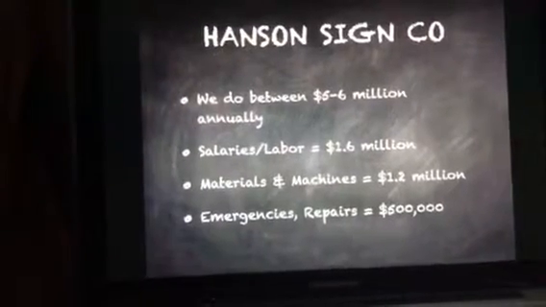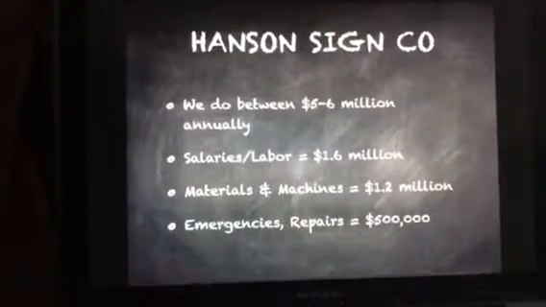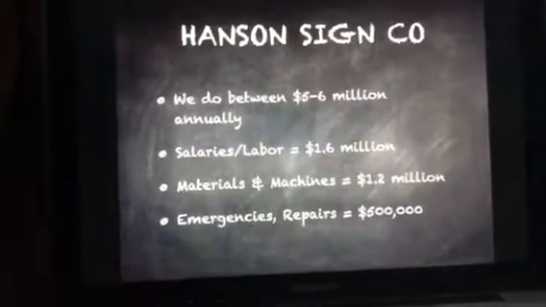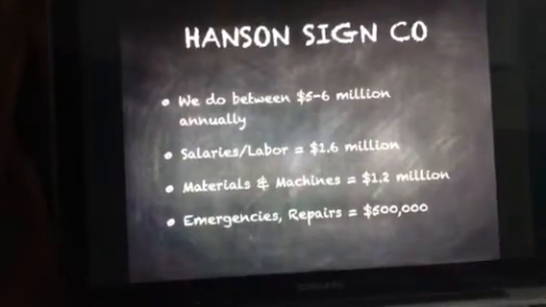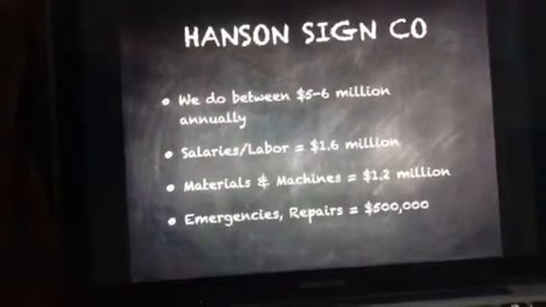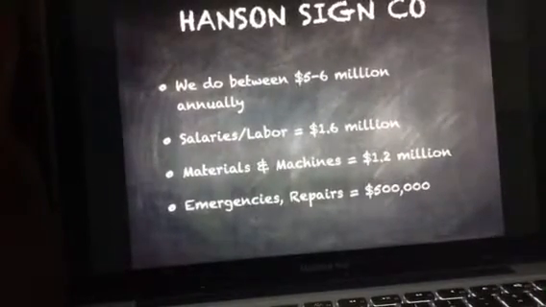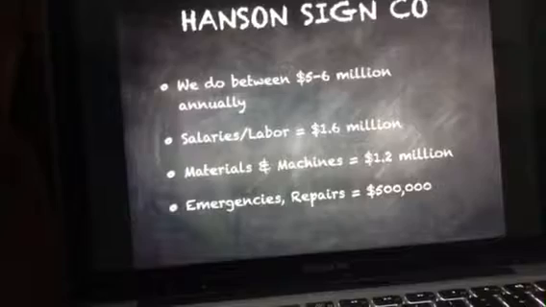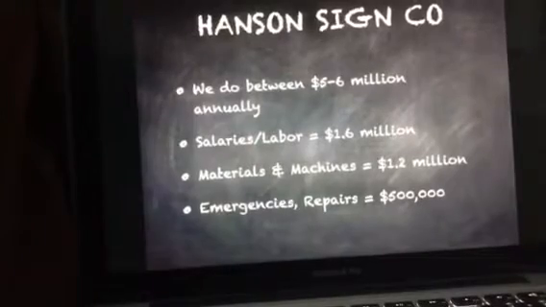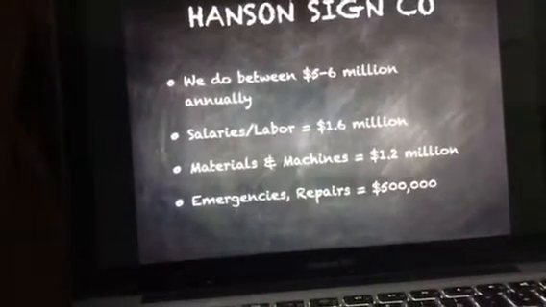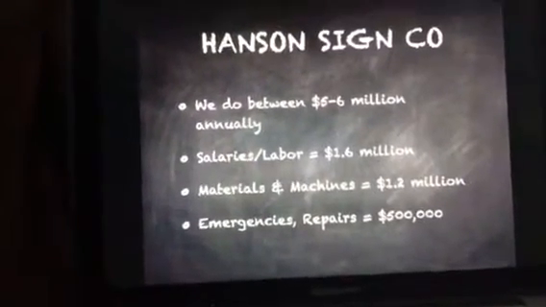Now, Hanson Sign Company, just to give you some background, we do about $5 to $6 million in sales annually, and we sell signs as a wholesale manufacturer. Our salaries or labor makes up about $1.6 million, give or take, depending on how many employees we have. That's about $35,000 a week that we need to keep in mind for salaries. Materials and machines are about $1.2 million a year to upkeep, to buy the materials, of course, and to maintain all of that.